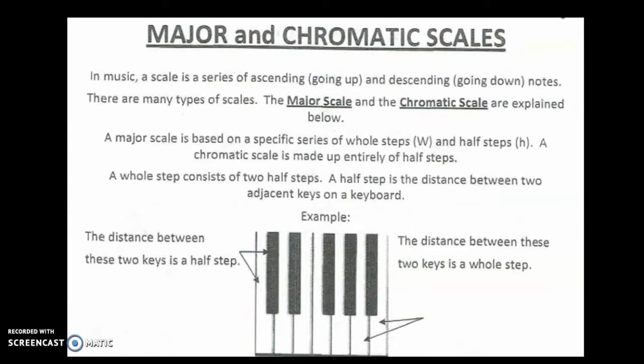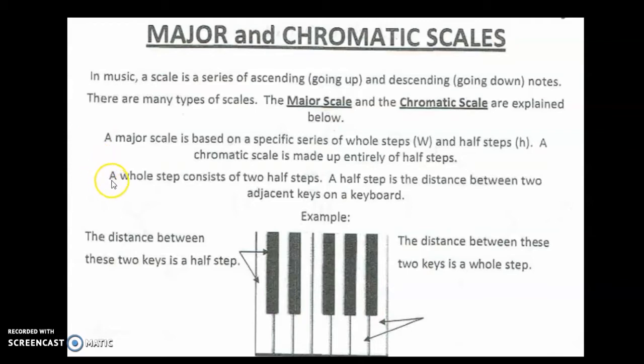Major and chromatic scales. We're going to go into more detail about major and chromatic, and there are some examples below. A major scale is based on a specific series of whole steps. It's a pattern of whole steps and half steps, and that's all major scales, and we'll talk about that in more detail in the next slide. A chromatic scale is only half steps. It's all half steps. And a half step is the smallest distance between 2 notes in music. And a whole step would be 2 half steps.